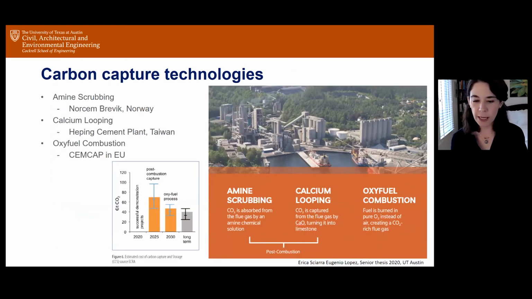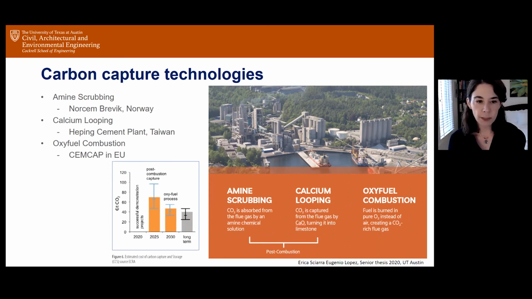In terms of carbon capture, this is something that I would say is being explored to a lesser extent in the US than other countries because of the carbon taxes and other things that are implemented in other countries. And so there's a lot of technologies available. This is a slide that I've taken from a student who did a senior thesis on this topic last year. And some of the technologies that people are looking at implementing directly into a cement plant are the concept of amine scrubbing, calcium looping, and oxyfuel combustion.